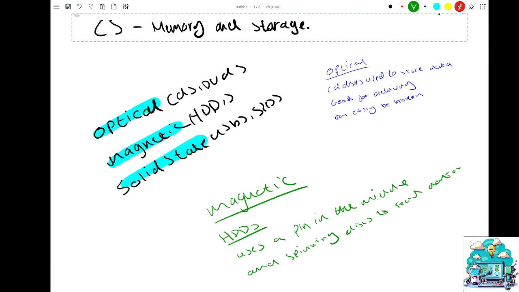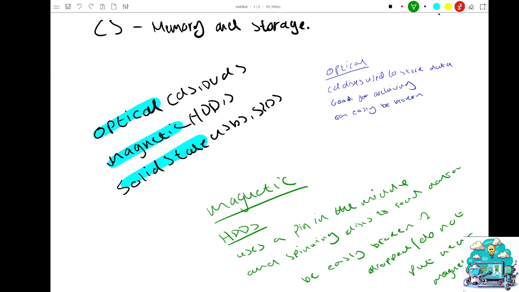And this can be easily broken also if you put them near magnets. So what that basically means is that if you put a magnet on it, it will corrupt it. It would corrupt the full thing.